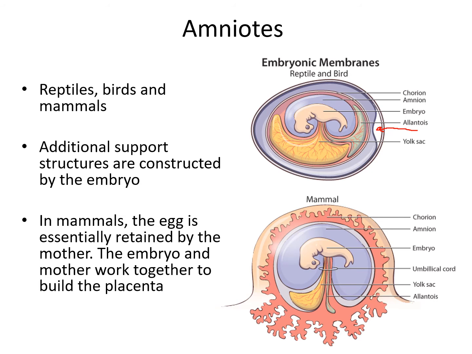So basically, we have the exact same structures that are produced by the embryo, but they're produced while the embryo is inside the mother. So we have a yolk sac, we have an allantois. Together, these make up part of the umbilical cord. And then there's this new structure known as the placenta, which is built by the coordinated efforts of the embryo and the mother.